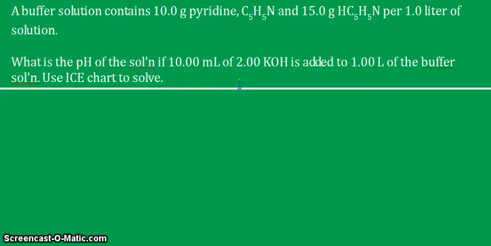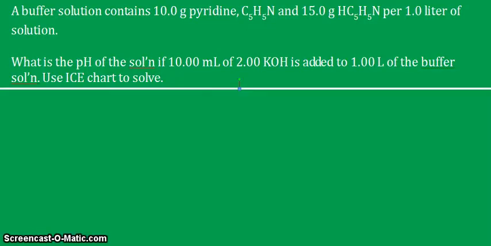Hi everyone, welcome to a continuation of the video that was presented before on buffer solutions. Now to refresh our memories, the problem was all about a buffer solution that contains 10.0 grams of pyridine and 15 grams of its conjugate acid per 1 liter of that solution.